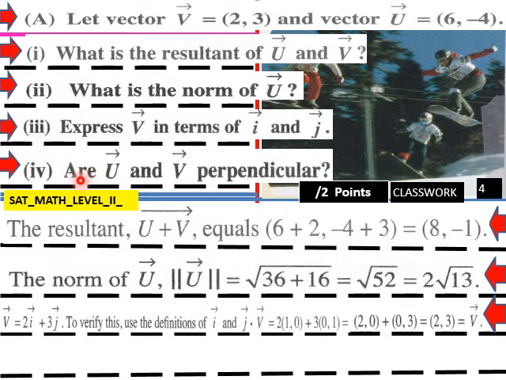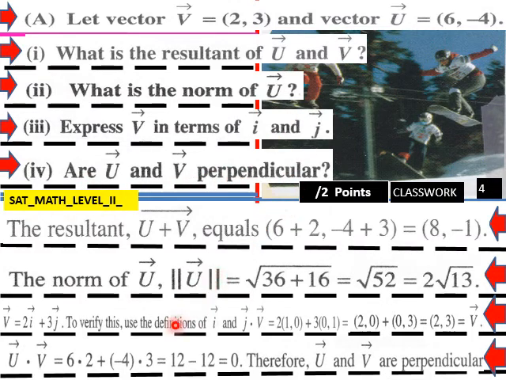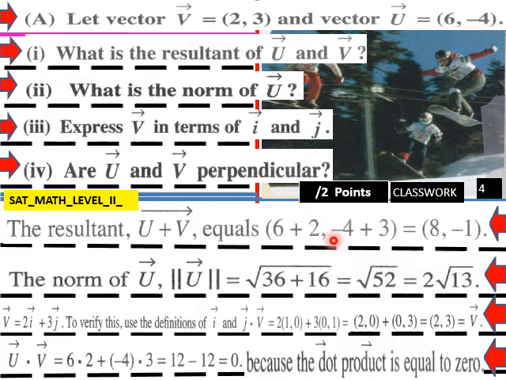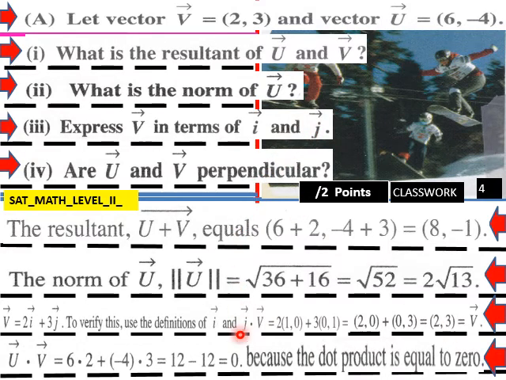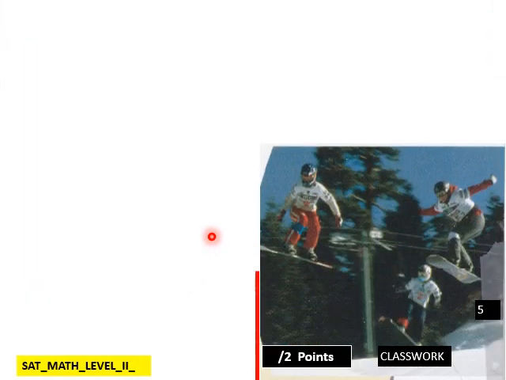And number 4, are vector u and vector v perpendicular is the question. To find that, we take the dot product of vector u and vector v, which is 6 times 2 plus negative 4 times 3, 12 minus 12 equals 0. Therefore, vector u and vector v are perpendicular because the dot product is equal to 0. That's why they're perpendicular, and we just proved it here.